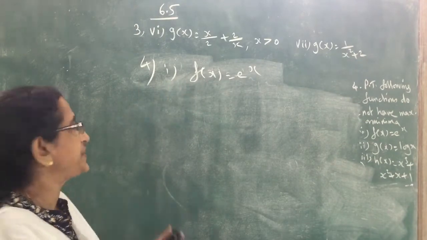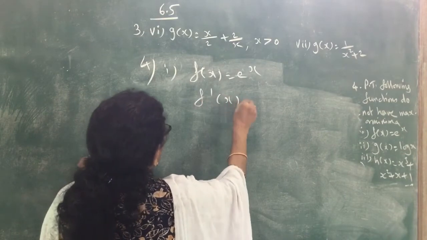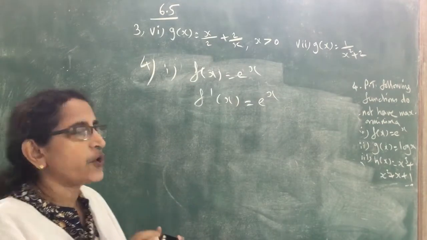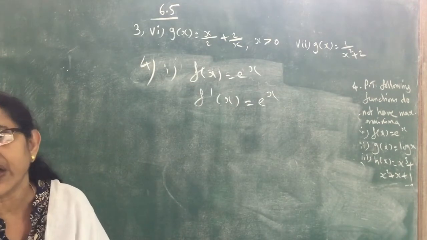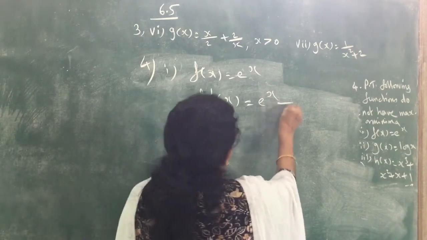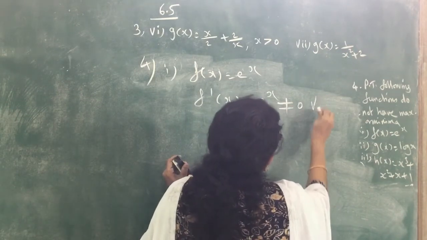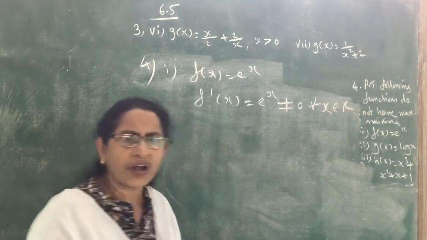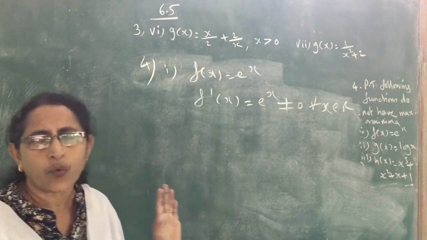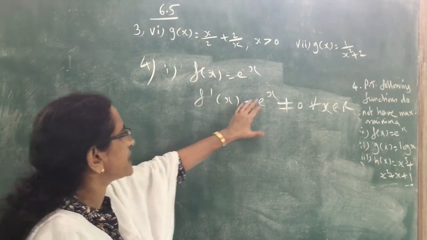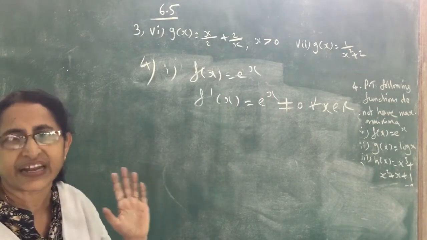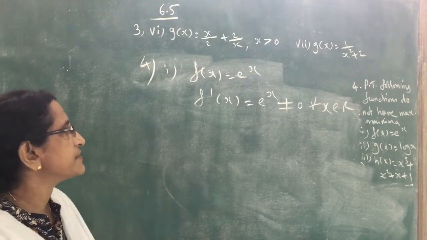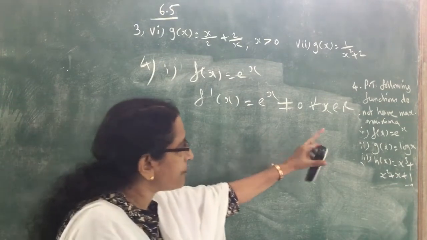First we can find the derivative. What is f dash x? F dash x equal to derivative of e raised to x, that is e raised to x. We know that e raised to x is not equal to 0 for any value of x, for all real numbers x. So f dash x is not equal to 0, one thing, and it is differentiable. This derivative exists at all real numbers x. So using these two conditions, we can say that it does not have maxima or minima.